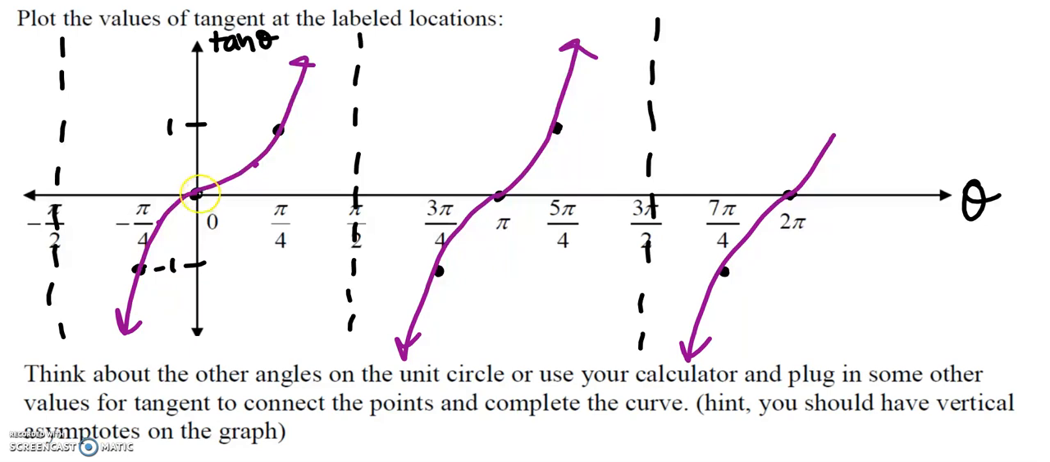Now the other thing to think about is as we move away from 0, our opposite side gets taller and our adjacent side gets smaller. So a bigger number divided by a smaller number leads us to these increasing values. The same thing would be true as I travel in the negative direction. My y values get negatively bigger while my x values are getting smaller. So I get a bigger negative number divided by a smaller value, creating a big negative number.